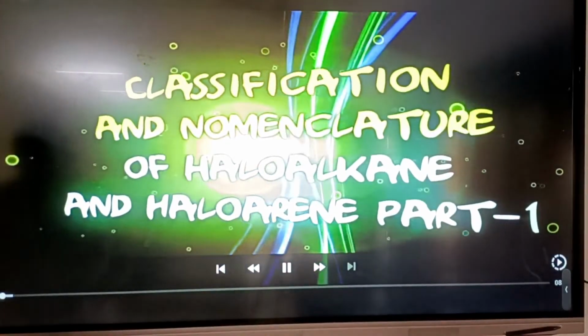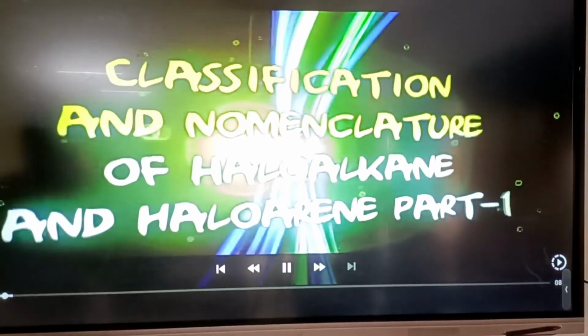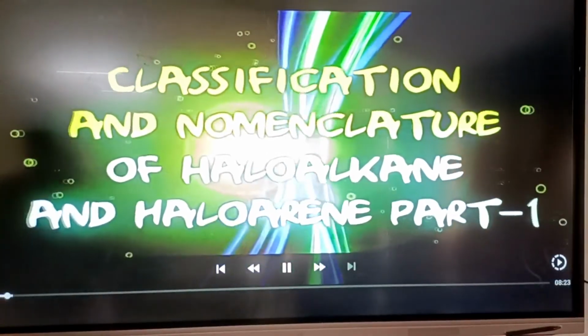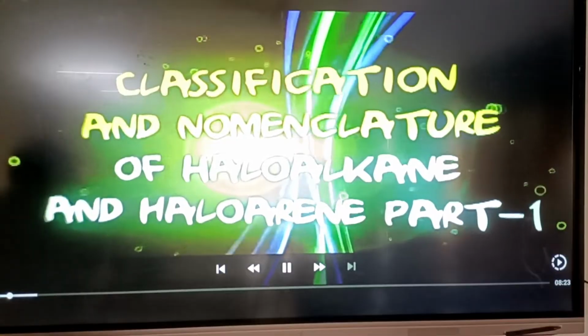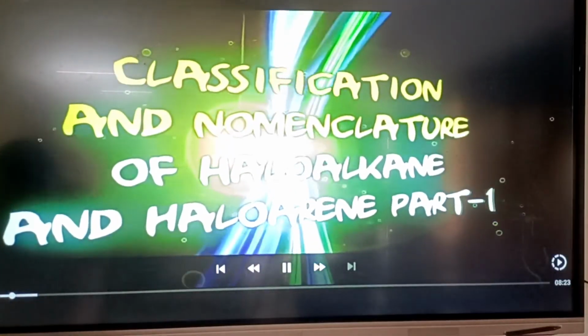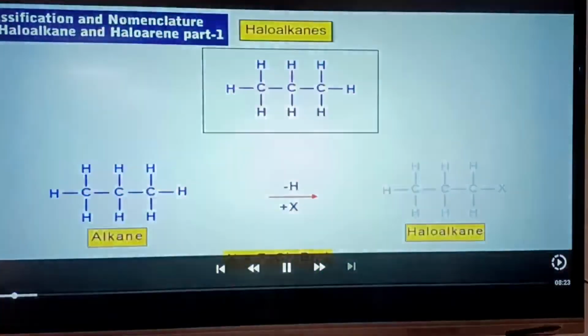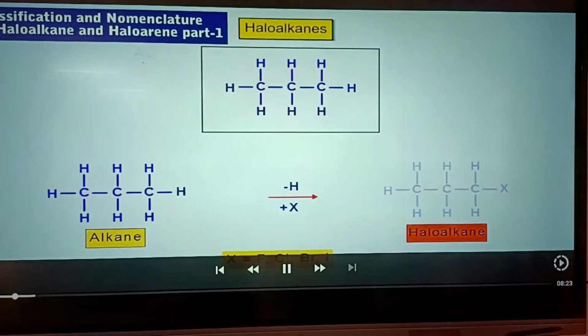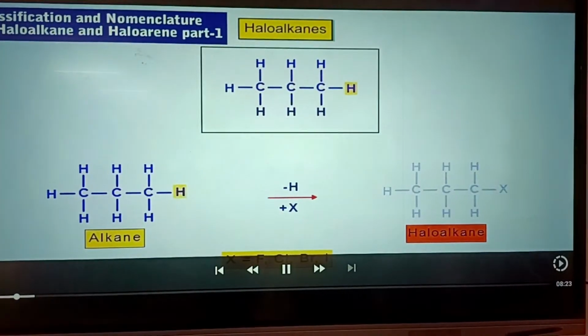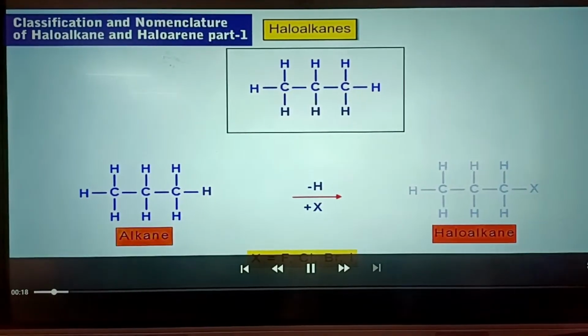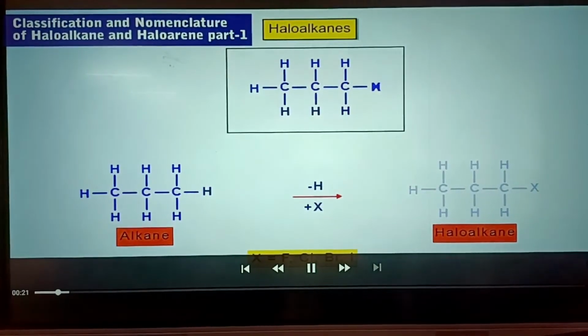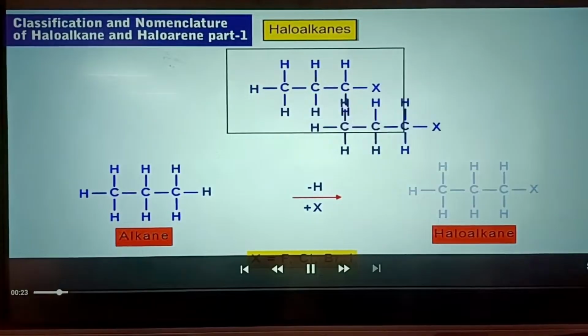In this module, we will be studying about the classification and nomenclature of haloalkanes and haloarenes. Part 1. A haloalkane molecule is formed when a hydrogen atom in an alkane molecule is replaced by a halogen atom.